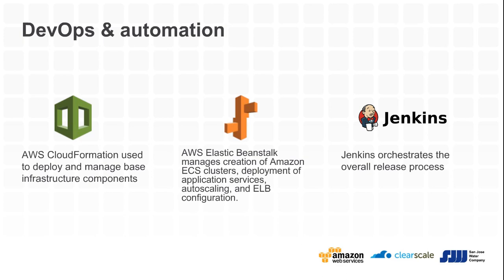And then Elastic Beanstalk, this is the heavy hitter. We're using Elastic Beanstalk to create ECS clusters, deploy Tomcat and PHP applications as Docker containers onto ECS, configure auto-scaling across those services, and then attach those applications to ELBs. And all of this process in the background is orchestrated by Jenkins.